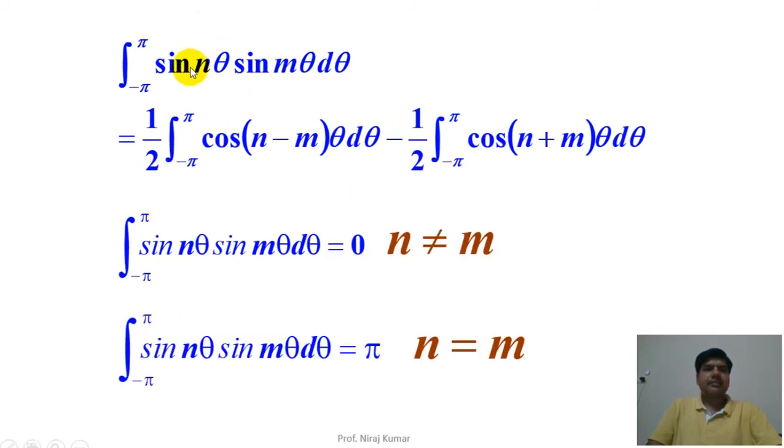Now the next function is sine n theta into sine m theta. So if there is multiplication of two sine functions, one is sine n theta, another is sine m theta, in that case, one function will be cos (n minus m) theta, another is cos (n plus m) theta. Again, the case is the same as the previous one. For different values of m and n, the integration is 0. For the same value of n and m, integration is going to be pi.